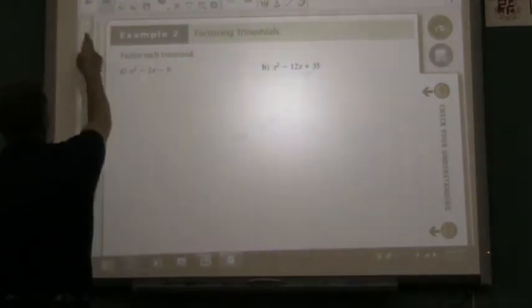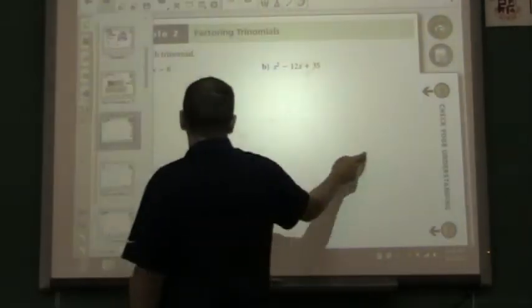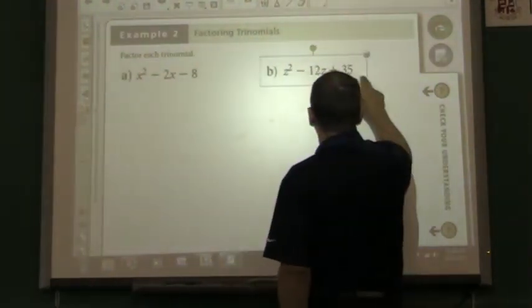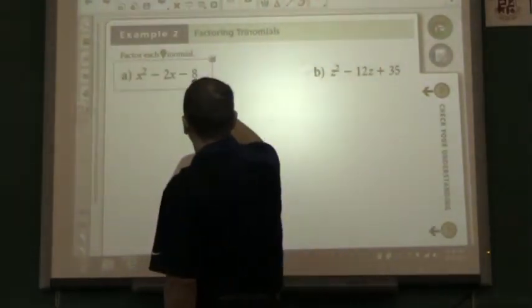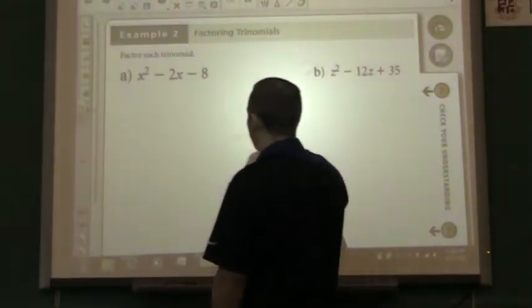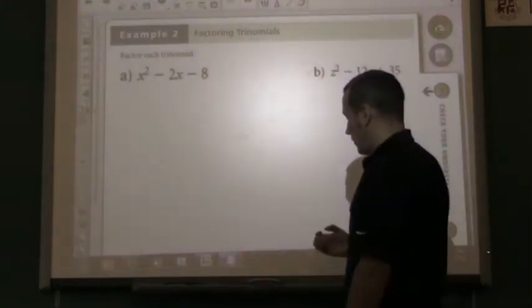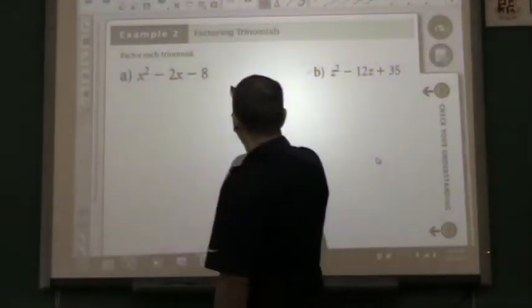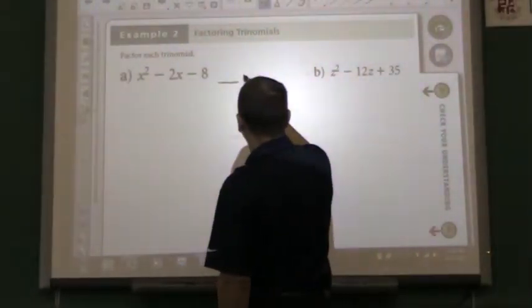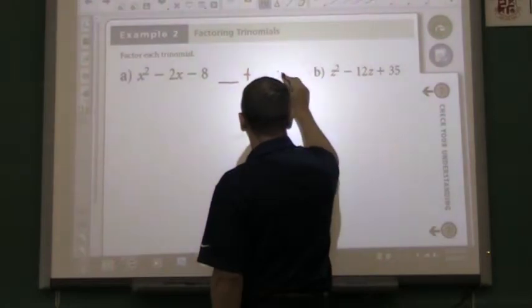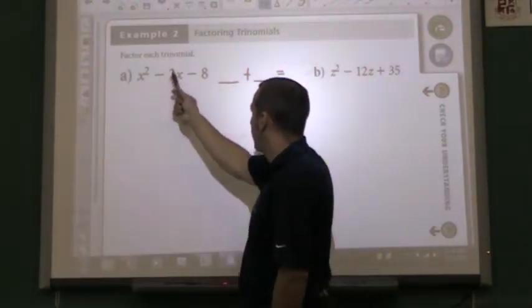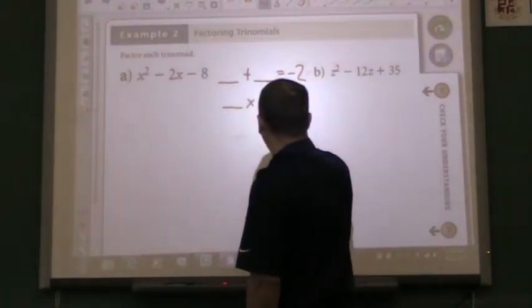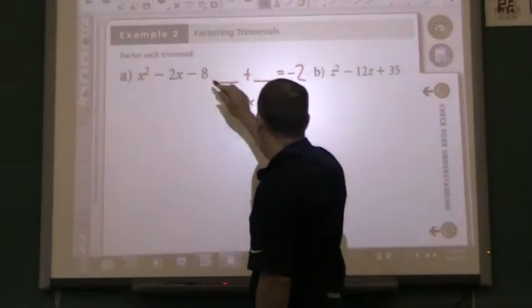And so I'm going to go through and show you the same thing here. Okay. So my first question is x squared minus 2x minus 8. So thinking back to what we just did in the previous slide, I'm looking for 2 numbers that when I add them together, they'll add to -2, and those same 2 numbers, when I multiply them, have to give me -8.